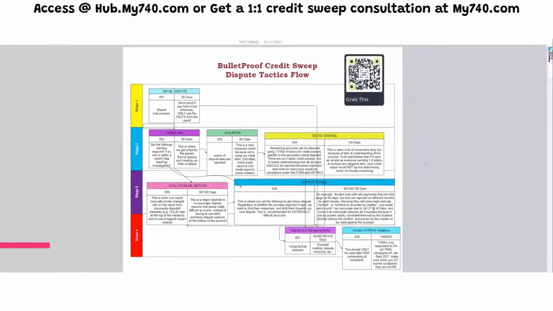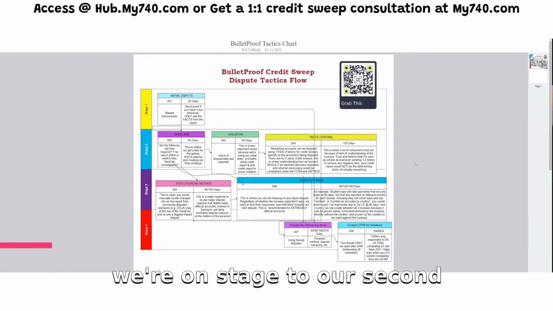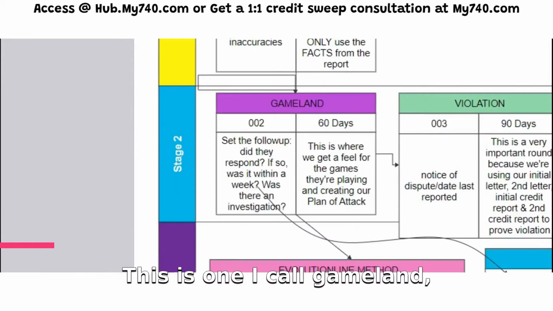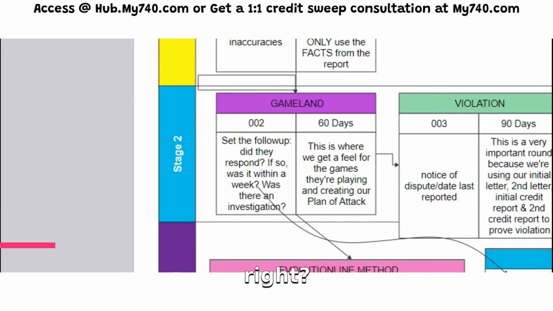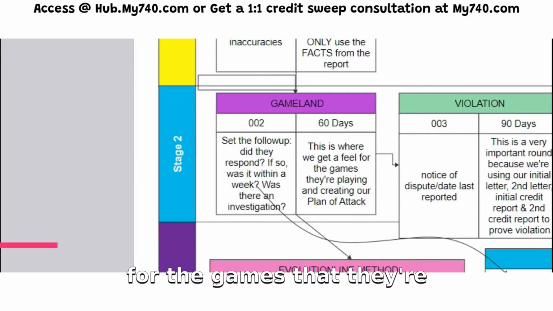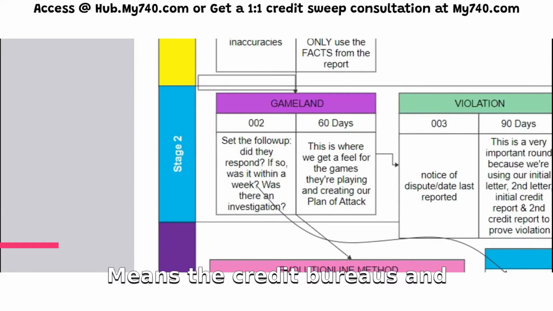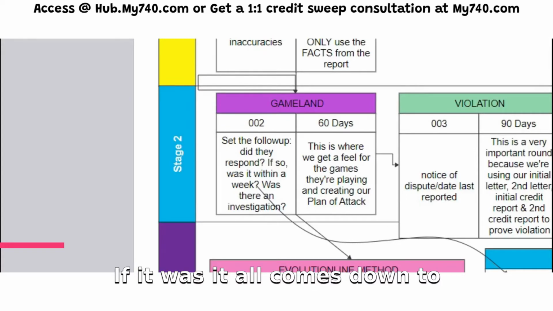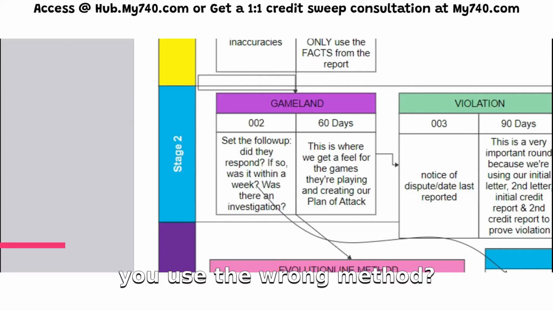So now 30 days later, we're on stage 2, our second dispute, and this is where we're going to set the follow-up. This is one I call Gameland, right? So this is where we get a feel for the games that they're playing, meaning the credit bureaus, and we're creating our plan of attack, okay? Did they respond? If so, was it within a week? If it was, it all comes down to your method. You used the wrong method, okay?